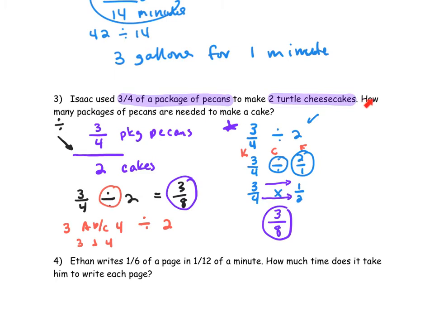The question said, how many packages of pecans? That's what we found, 3/8 of a package to make a cake. So we're going to write, it takes 3/8 of a package of pecans to make one cheesecake.